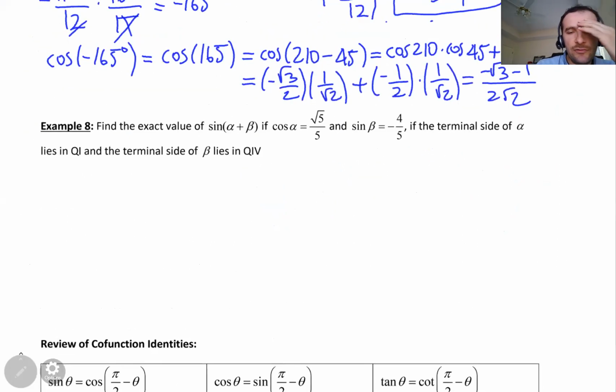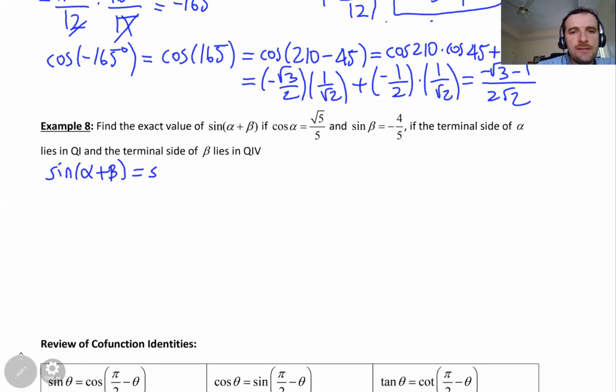Find the exact value of sine of alpha plus beta if cosine alpha is root 5 over 5, sine beta is negative root 3 over 5, and the terminal side of alpha is in the first quadrant, and beta is in the fourth quadrant. These are important information, but before working on them, let's look at the sine of alpha plus beta. We have to use the sum formula right here.